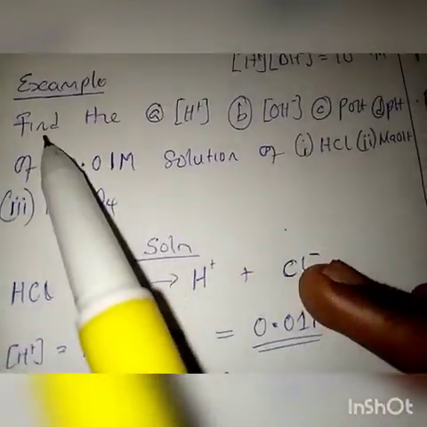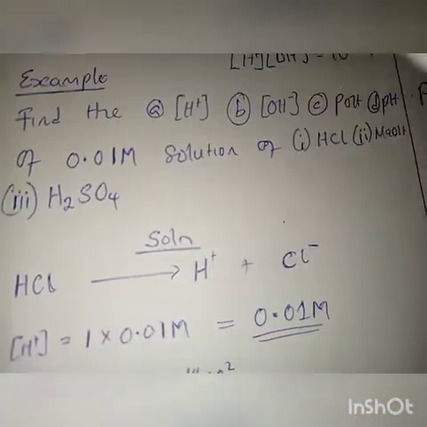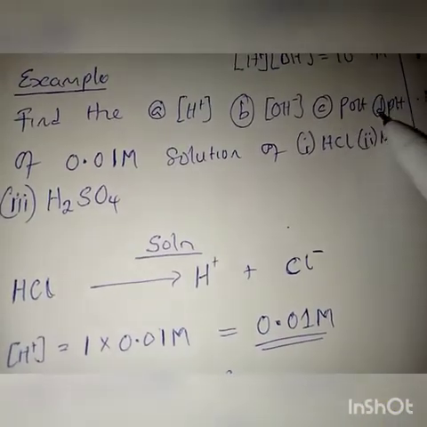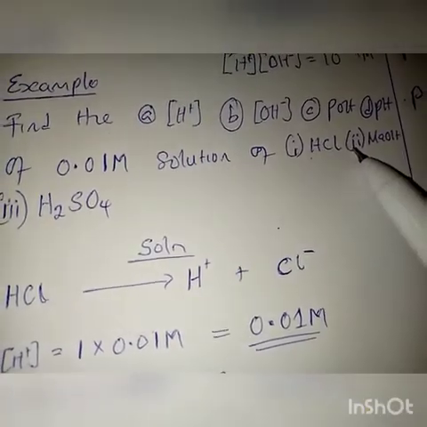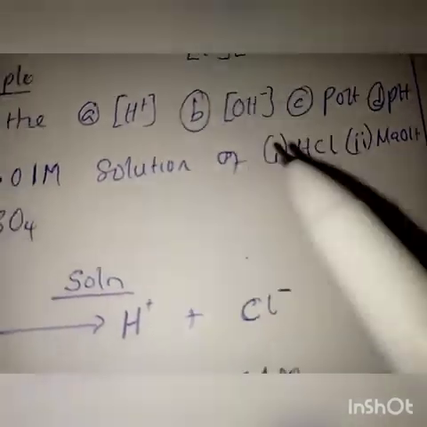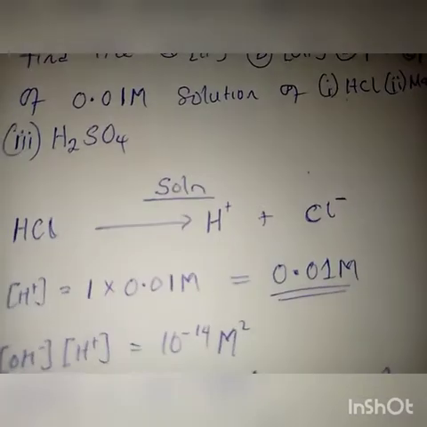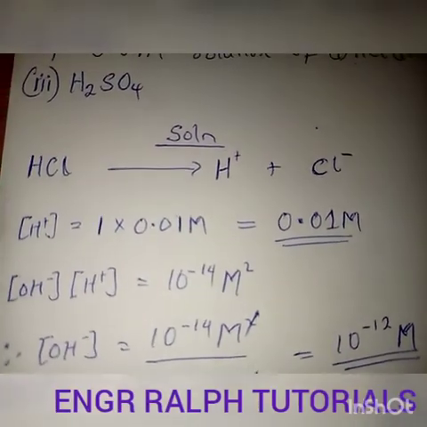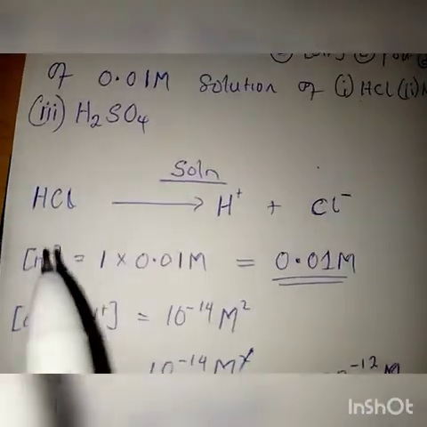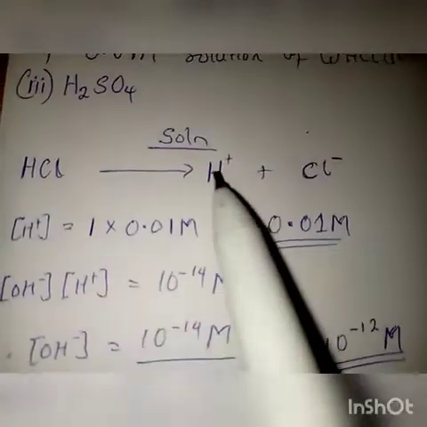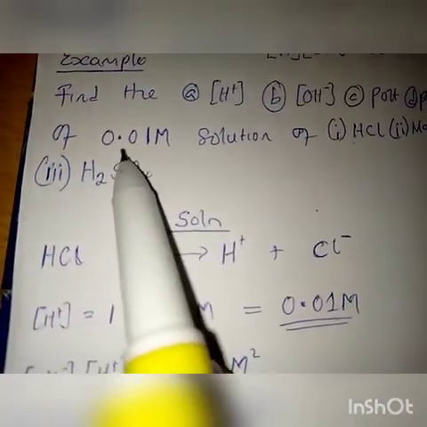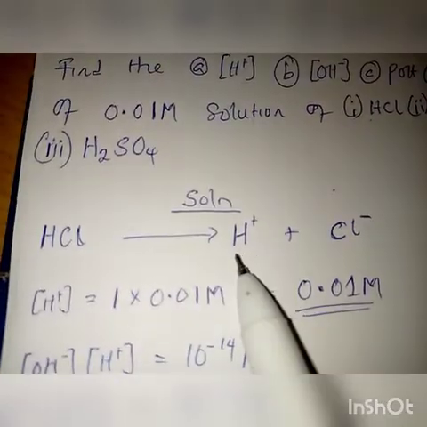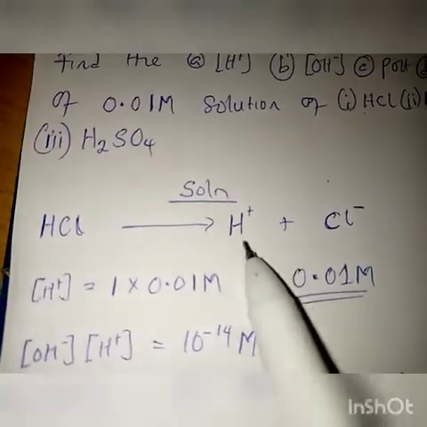So now we are asked to find the hydrogen ion concentration, hydroxide ion concentration, POH and pH of 0.1 molar solution of 1 HCl, 2 NaOH, and 3 H2SO4. So now in finding pH of any solution you are given, the first thing is to dissociate it. If you dissociate it, if you have H plus, it means the concentration, this 0.1 molar given in the question, belongs to hydrogen ion.